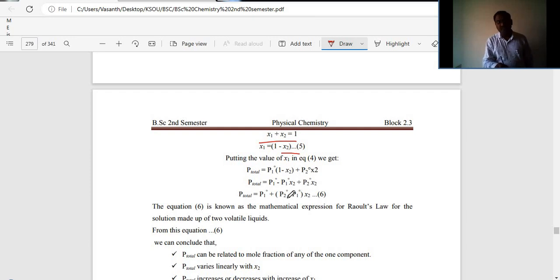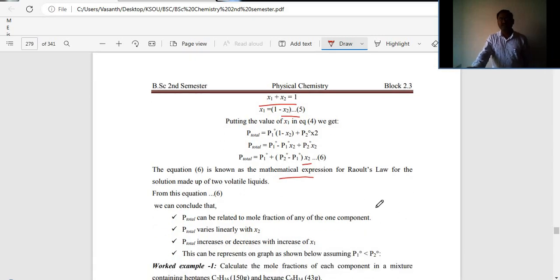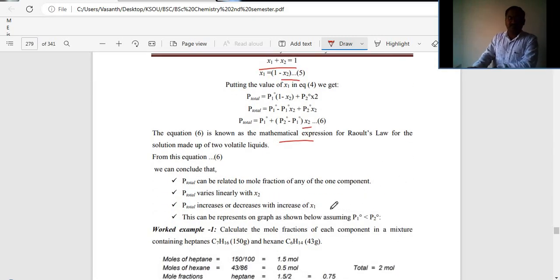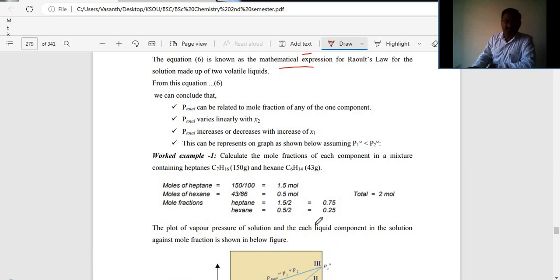We have to take X2 as a common factor. So P total is equal to P1 naught plus P2 naught minus P1 naught into X2. This is the mathematical expression of Raoult's law for solutions made up of two volatile liquids. We can conclude that P total can be related to the mole fraction of any one of the components.